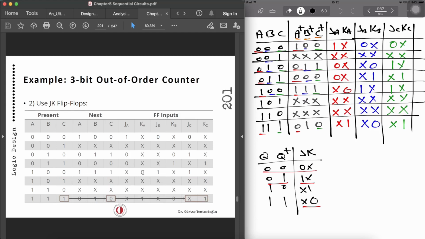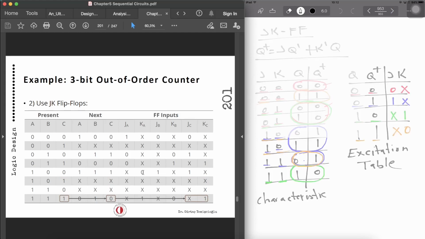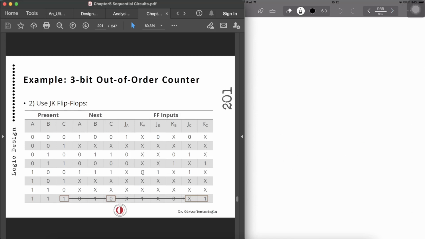Now, the next thing that we need to do is derive the K-maps. So we need 6 K-maps, as we have got JA-KA, JB-KB, and JC-KC.